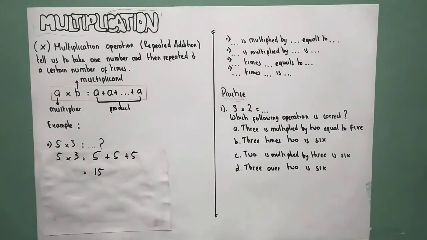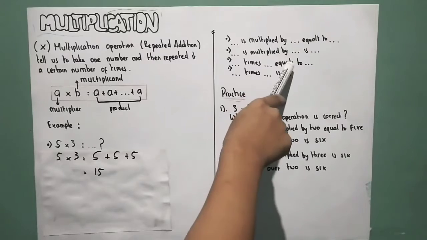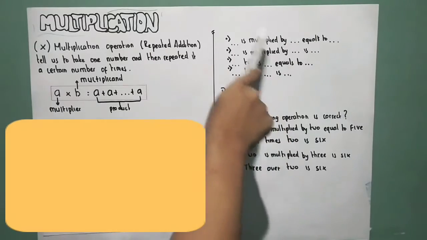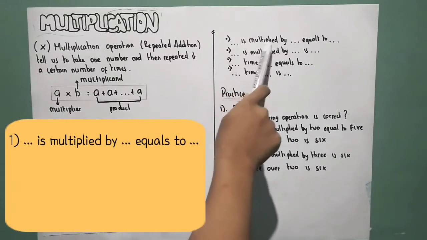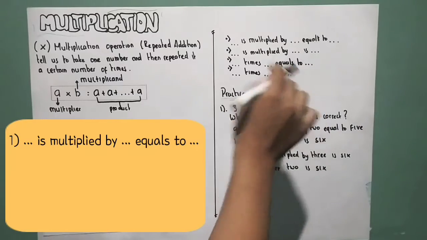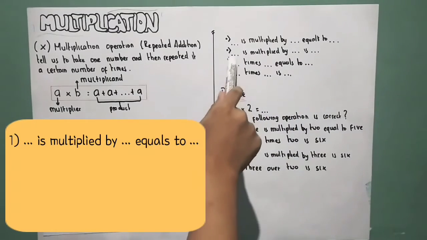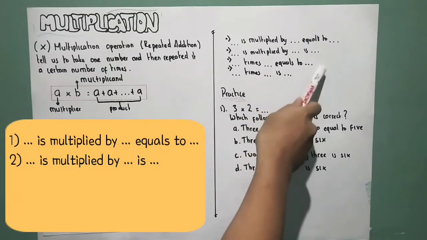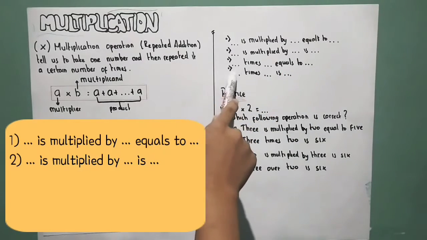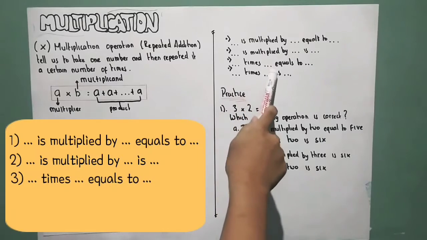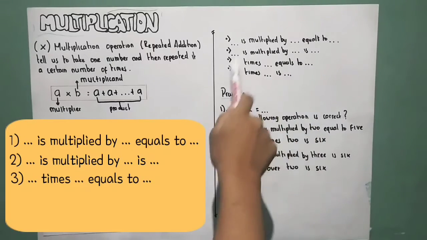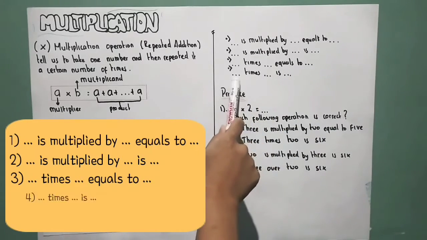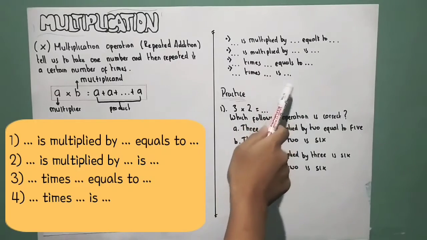The next. So how can we read the multiplication formula? In the first, you can use multiplied by, equals to. The second, is multiplied by, is. The third, times, equals to. And then the last, times, is.